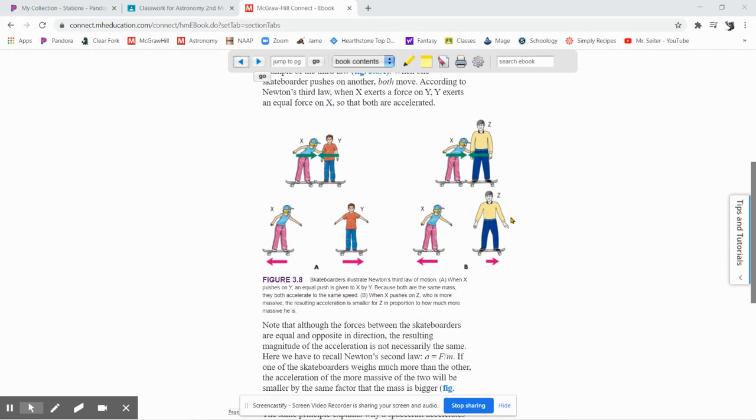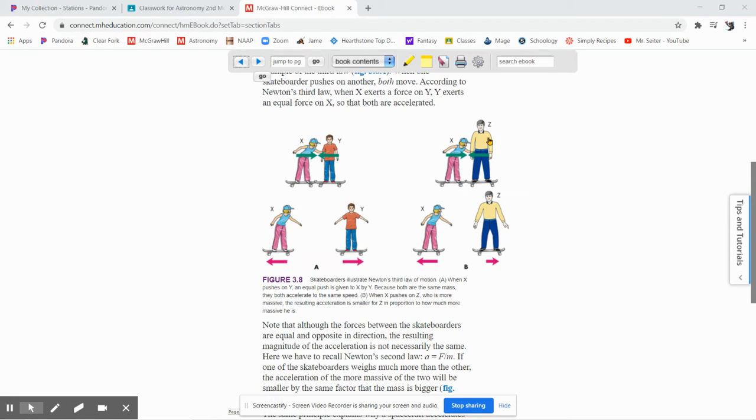And we can explain this through these skateboarders down here, okay? These two, we're going to say, have the same mass. They have equal mass. So when they apply a force to each other, they're both going to move away at the same acceleration. F equals mass times acceleration, all right?